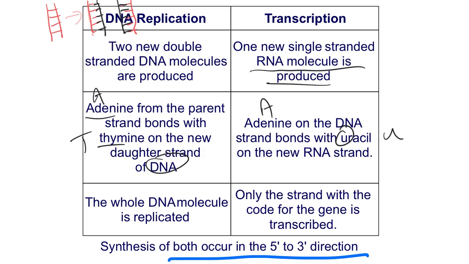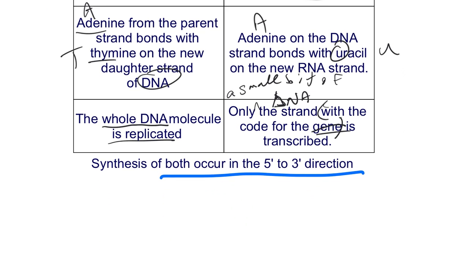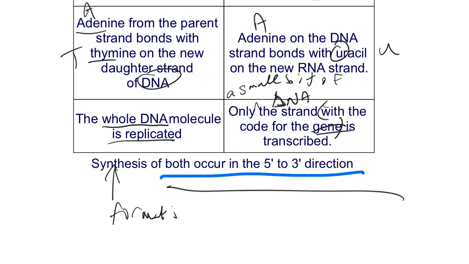Okay, also, the entire DNA molecule is replicated in DNA replication, but only a small piece with the gene of the DNA is transcribed. Only a small bit of the DNA strand with the gene, the part with the gene, is transcribed. But I should say, synthesis, the formation of the new strand, whether it's DNA or RNA, is always in the 5 to 3 direction.